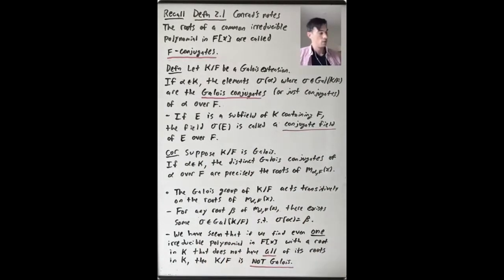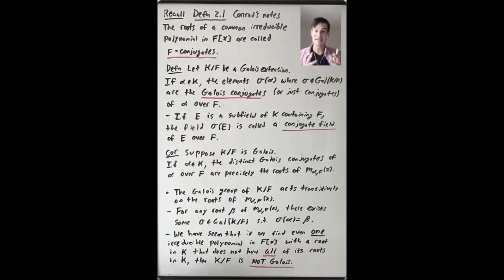Okay, what are we seeing? We're seeing that the Galois group of a Galois extension K over F acts transitively on the roots of the minimal polynomial of alpha. So what does that mean? If you have any root beta of the minimal polynomial of alpha over F, there exists some element sigma in the Galois group that sends alpha to beta. So now this is going back to a question that we asked a few lectures ago. When can you always find some automorphism of K fixing F, sending one root of an irreducible polynomial to another root of an irreducible polynomial?